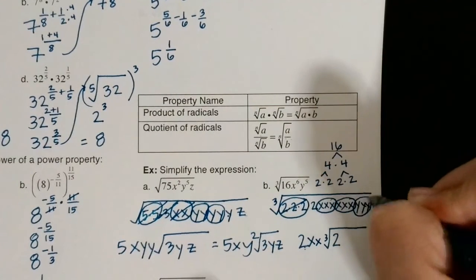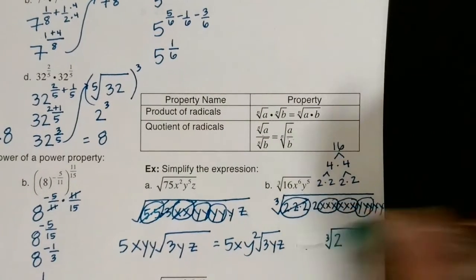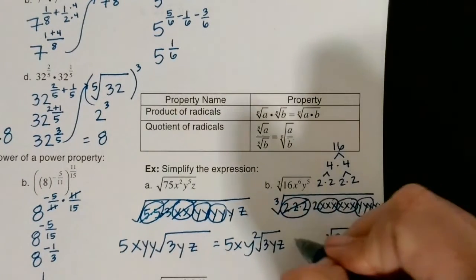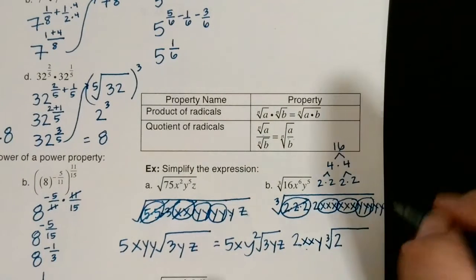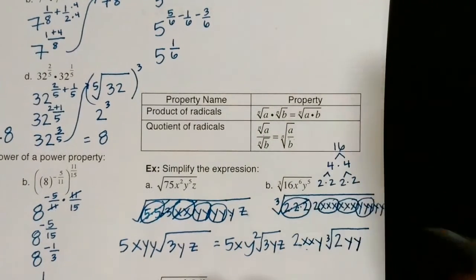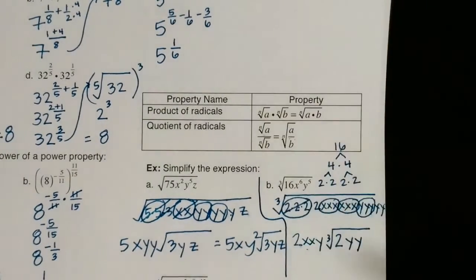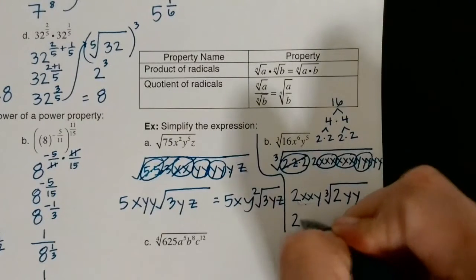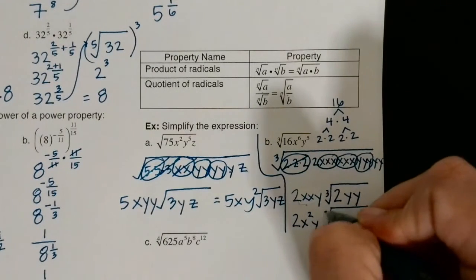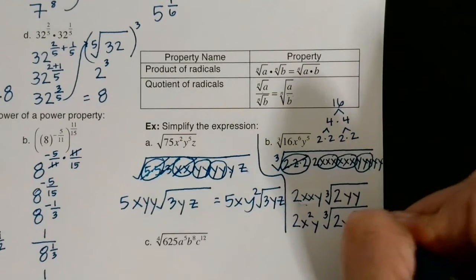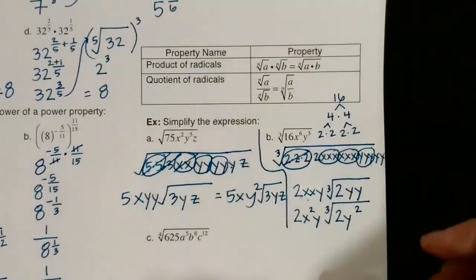I have a y. Oh, I didn't leave myself enough room. It's alright, we're gonna make it work. That's what whiteout is for. And then I have 2 y's left over. So again, we're just going to clean this up, and I'm going to put this here so that people aren't confused. That's 2x squared y cube root of 2y squared. Okay? Alright, now we're going to do our really long one.